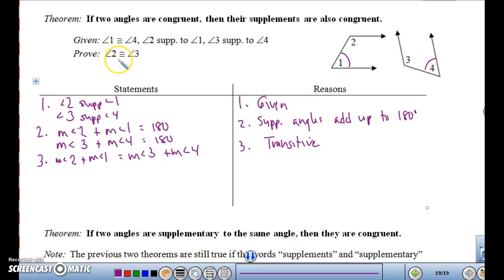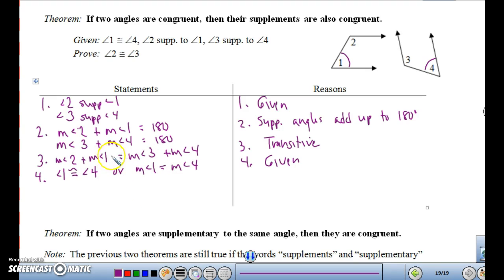Now remember, we want to prove that angle 2 is congruent to angle 3. So here's 2, here's 3, and then we have 1 and 4. Didn't we say here that angle 1 is congruent to angle 4? Isn't that also given? And that means that their measures are equal. So that's a given statement. If we know that 1 and 4 are equal, what could we do with them from this statement to end up with 2 equals 3?